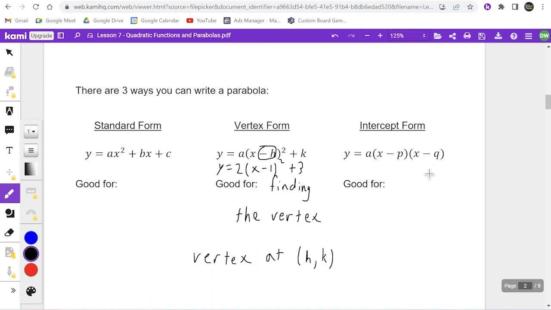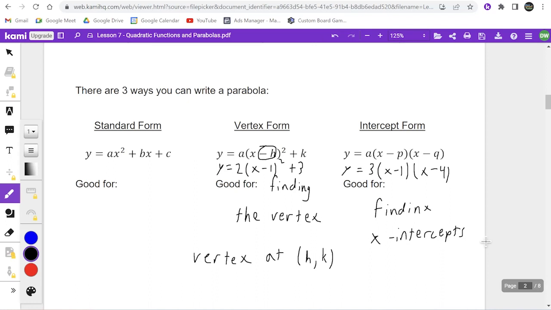Next, we have intercept form. Intercept form looks like this generally. An example would be y equals, let's say, 3 times (x minus 1) times (x minus 4), something like this. And this is great for finding your x-intercepts.